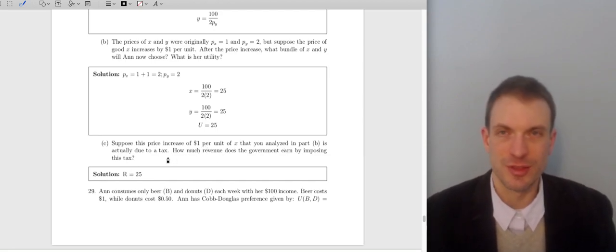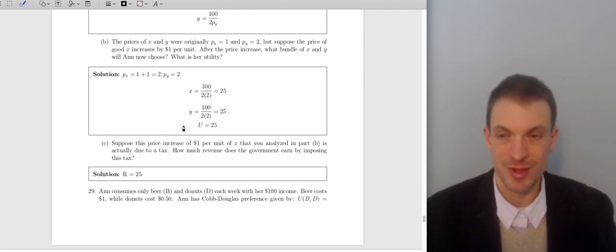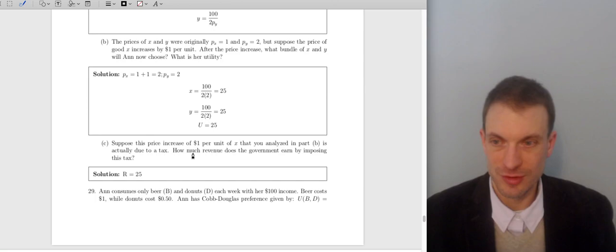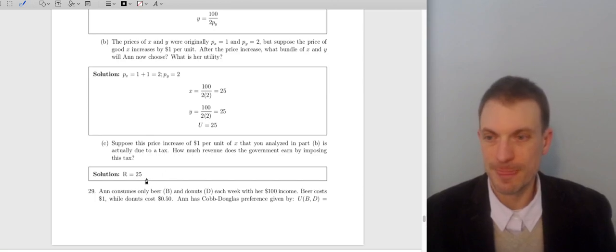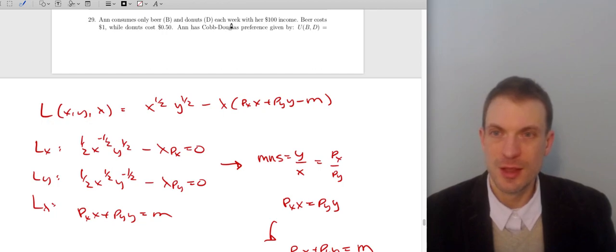Fine. We're not doing the full supply and demand tax example. We're just saying there's a $1 increase and it happened because of a tax, and the consumer's paying $1 more because of a tax. So how much revenue does the government earn? Well, it's going to be those 25 units times the $1 that's taxed. So revenue is 25.